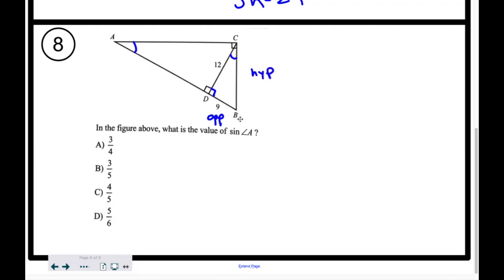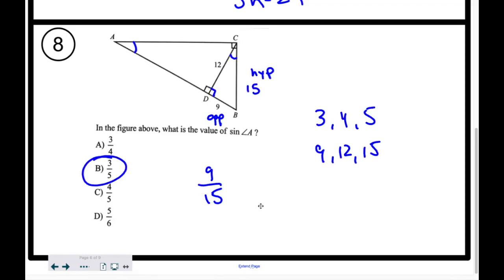Well, we don't know the hypotenuse, but again, remember your 3, 4, 5s, all right? So if I multiply by 3, that's 9, 12, 15. So that's just 15. So the sine of A is 9 over 15, which then just reduces to 3 over 5. So it really could have just realized it was a 3, 4, 5 and just done 3 over 5 because it was going to reduce anyway.